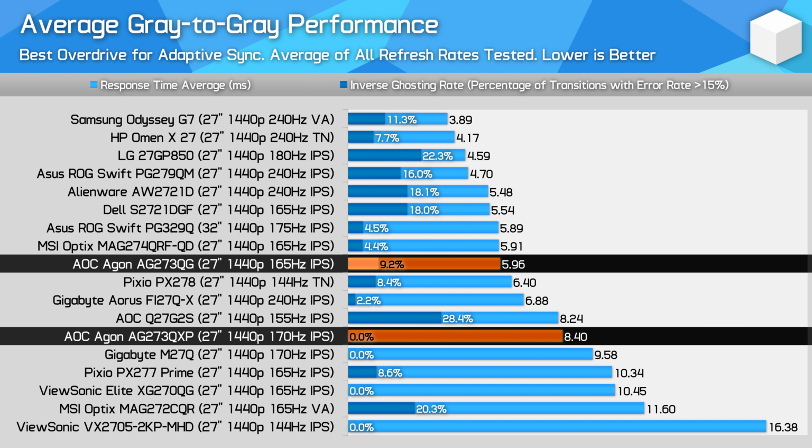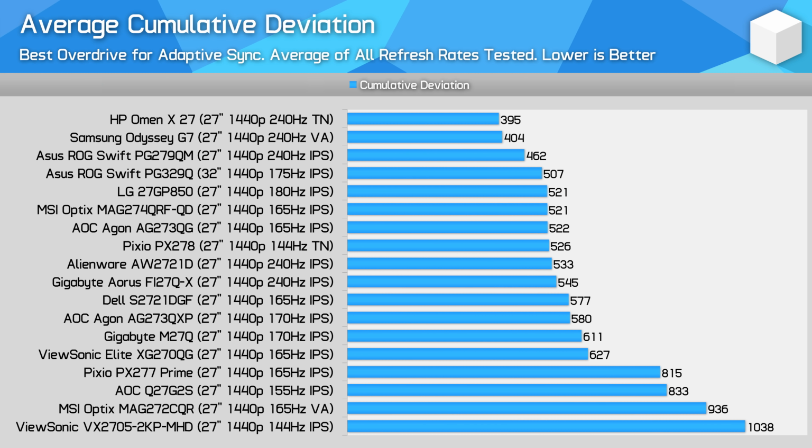That's because if you want to set a single overdrive mode on the AG273QXP, you have to turn down the overdrive setting to avoid nasty overshoot at the lower refresh rates. And even if we just let the FreeSync model overshoot like crazy, the G-Sync model has less than half the inverse ghosting rate at an equivalent response time speed. This leads to the G-Sync model having better cumulative deviation.